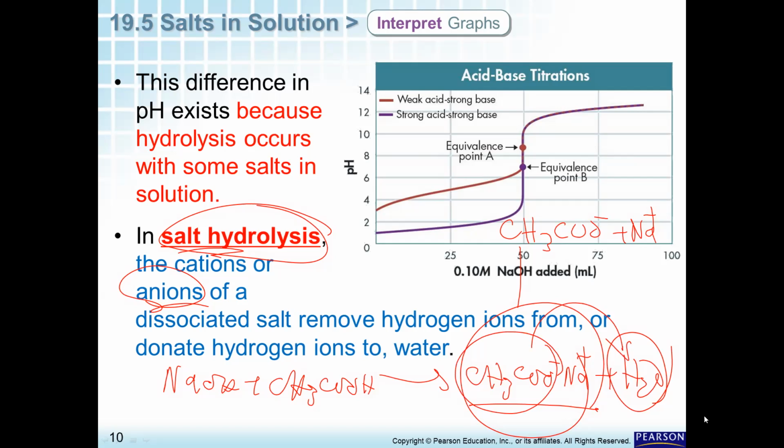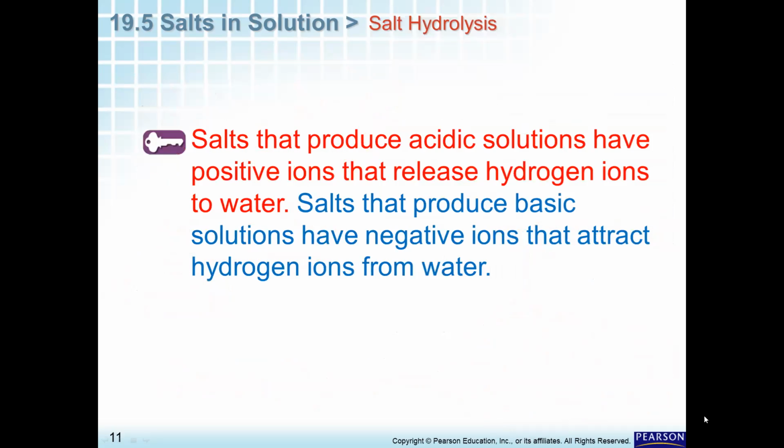Now, when water is hydrolyzed, meaning that a hydrogen is being taken from it, what is left? H2O gives an H plus and an OH minus, right? This H plus is being taken by the ethanoate, so that will form ethanoic acid, and the OH minus is going to be formed. And that is the reason why the solution is basic. Let me show you this in the next slide. A salt that produces an acidic solution has a positive ion that is releasing a hydrogen to the water.